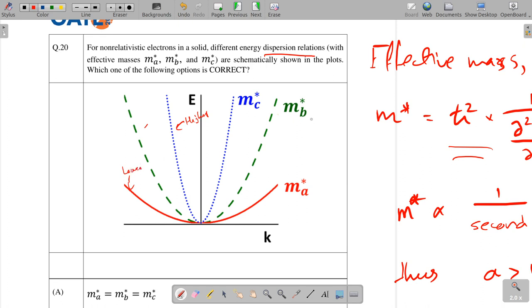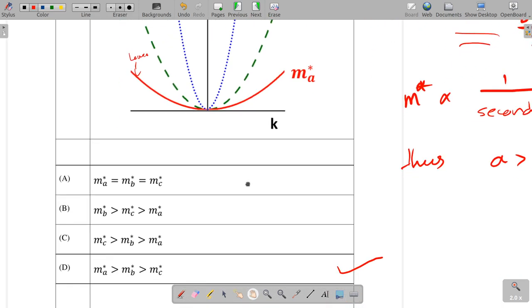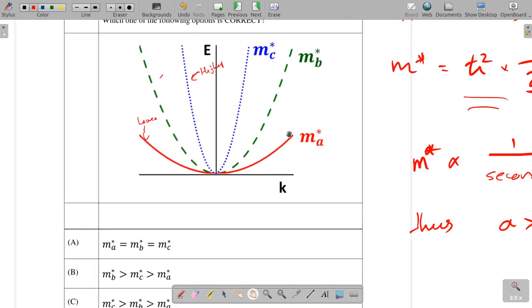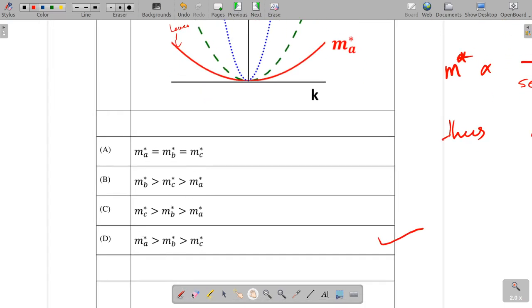It's very concave, the slope is very high, and this one will have the lower slope. Since effective mass is inversely proportional to the second derivative, the C particle will have the least effective mass, and A will have the highest, as shown here, and B is in between. So that's an easy question.